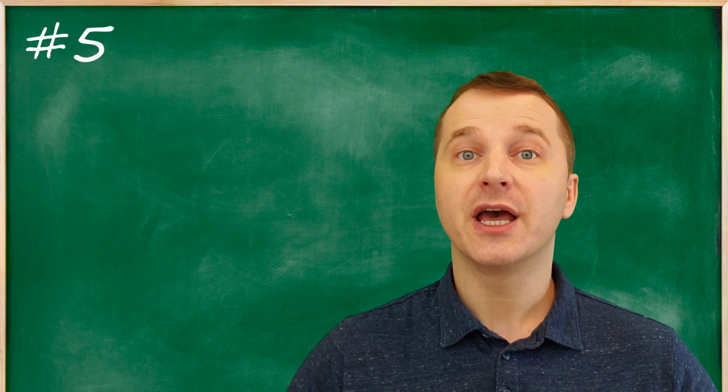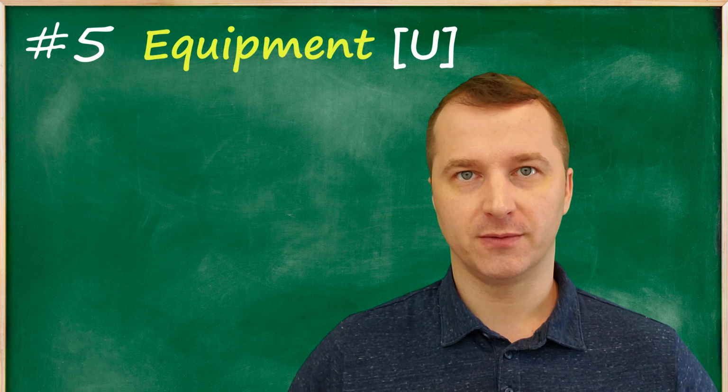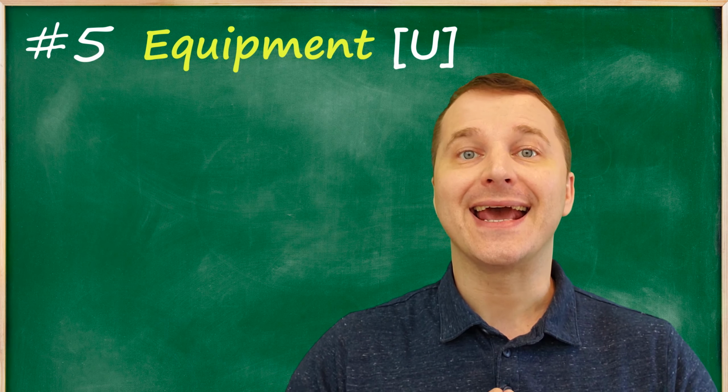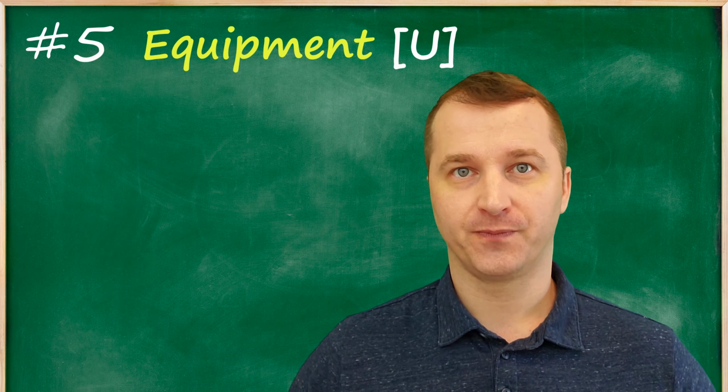Number 5, equipment. So here is another word that's uncountable. The word equipment doesn't have a plural form, and it cannot be used with the indefinite article a or an.